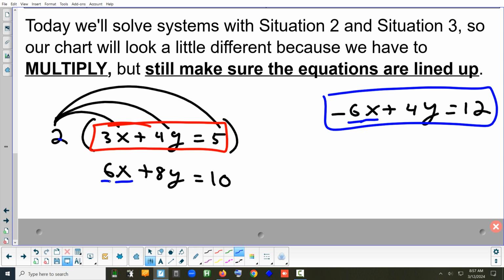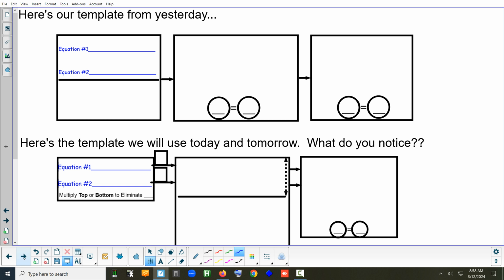So that's the extra step that we're going to have to do today. And sometimes the tricky part is just figuring out, well, what do you have to multiply it by? Right? So that's what we're going to try to break down in situation 2 and 3 to make it as simple as possible to figure out what this number has to be, because they don't tell you that. You would have to figure out that it's a 2.